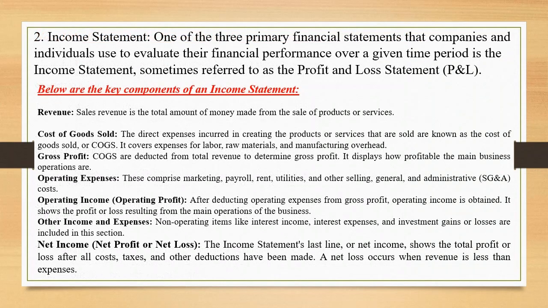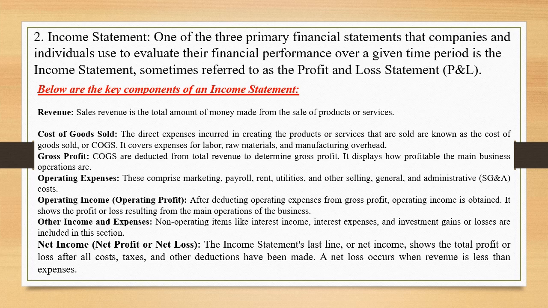Income statement. One of the three primary financial statements that companies and individuals use to evaluate their financial performance over a given time period is the income statement, sometimes referred to as the profit and loss statement, or P&L. Below are the key components of an income statement.